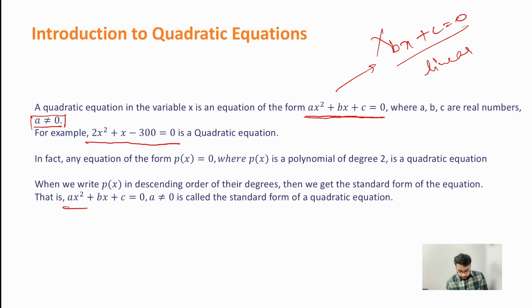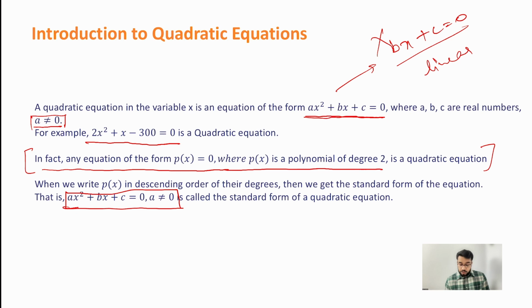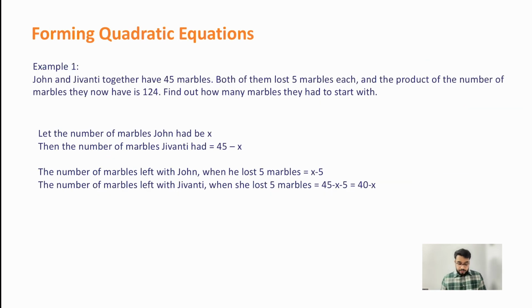Okay, so this we've already done. This is the standard form of a quadratic equation. Remember this is important, right? And we can also say, like it is written in this statement, that any equation of the form p(x) is equal to 0, where p(x) is a polynomial of degree 2, is a quadratic equation. Like I told you in the previous slide, any polynomial of degree 2 gives a quadratic equation. Right.